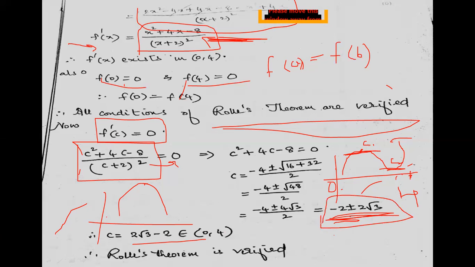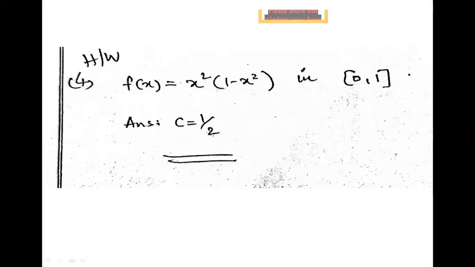We are solving the quadratic equation using the formula minus b plus or minus root of b square minus 4ac, by 2a. Next question, this question is homework for you.